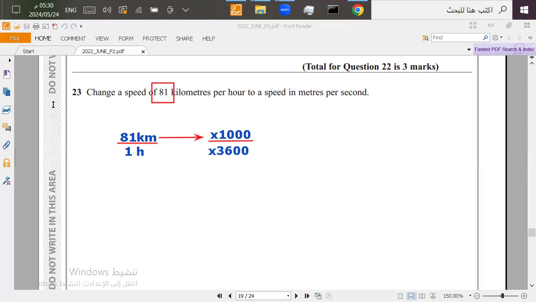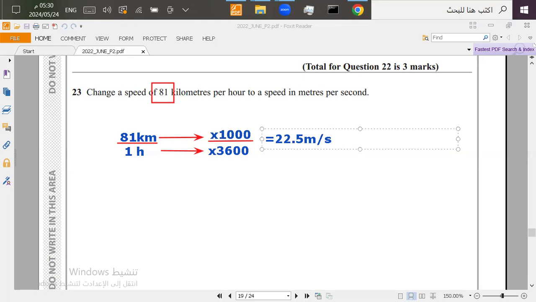And this is how you turn speed from kilometers per hour into meters per second. It means I'm going to multiply this by this fraction, 1,000 over 3,600. So I'm going to do this with the calculator: 81 times the fraction of 1,000 over 3,600. And the answer is 22.5, so 22.5 meters per second.